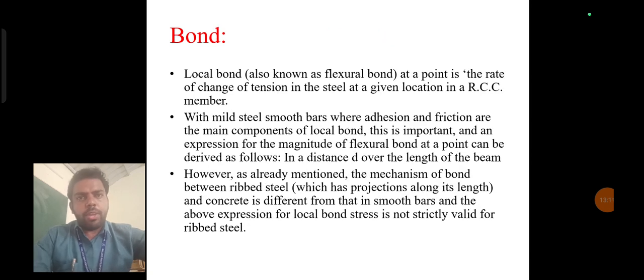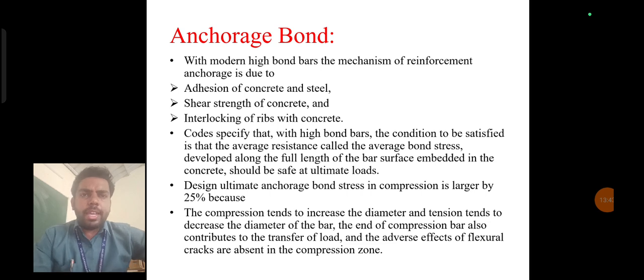Next, coming to bond. Bond is defined as the bonding, the attraction between the steel and concrete. With mild steel, it is the smooth bars, gripping on the friction developed between the two materials. It should be very high, so that friction you have to find out. In this situation, HYSD bars, high yield strength deformed bars, play a very important role for this bond situation.